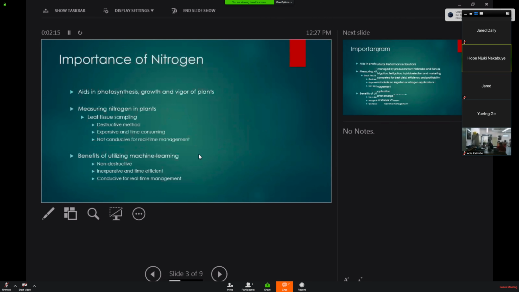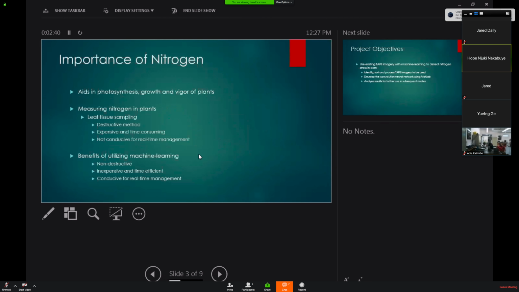And of course, there's the importance of nitrogen. It aids in all kinds of things in the plant, including photosynthesis, how efficient that process works, the growth, the vigor of the plants. Lots of things concerning the health of the plant are tied to nitrogen.